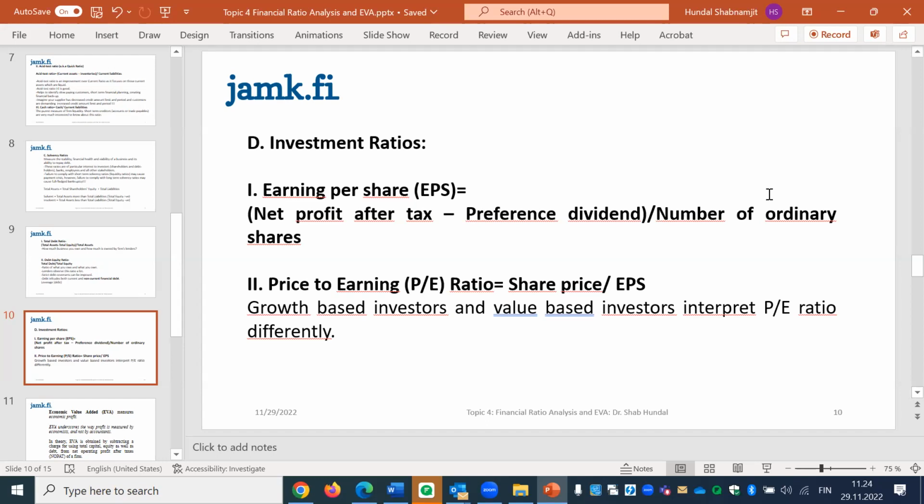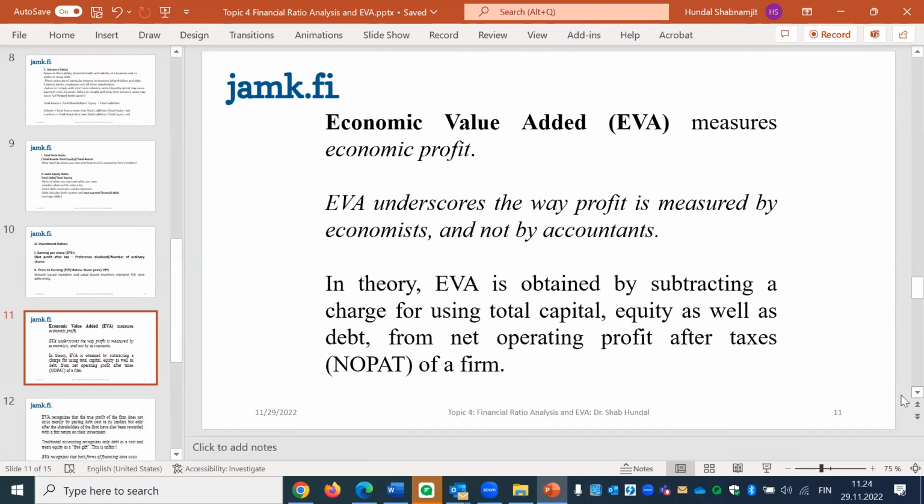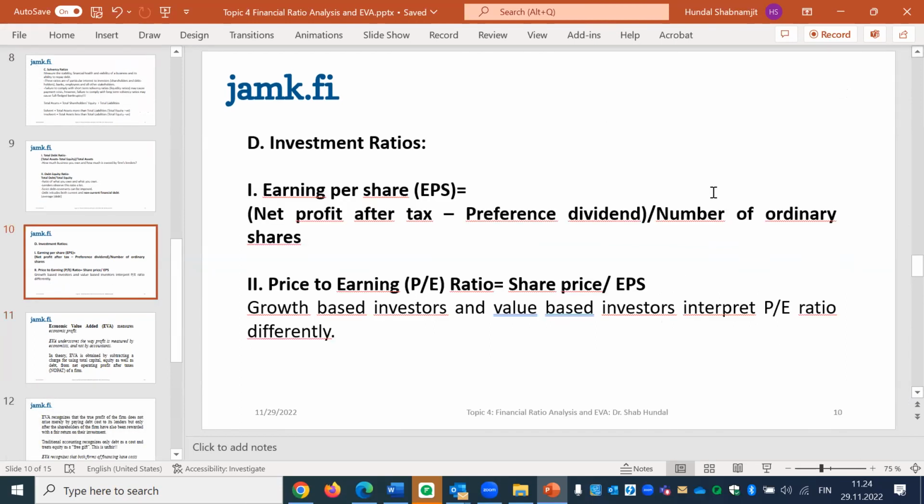So, in two minutes, have a quick look at these slides up to number 10. If you have a question, please ask me. Otherwise, I will move to this very interesting topic called EVA. So I give you two minutes. Any questions, you can ask me.